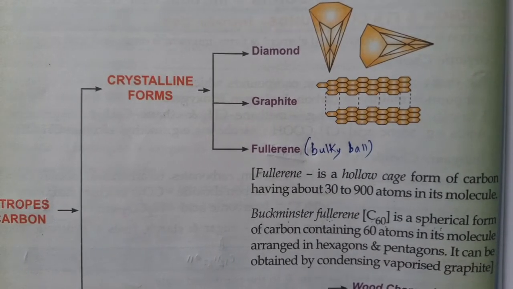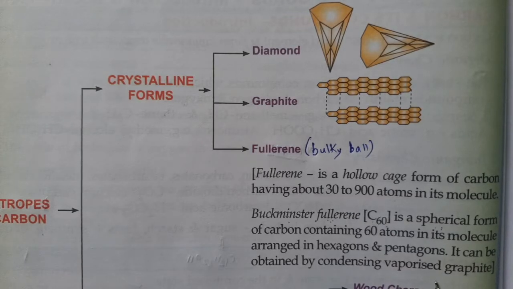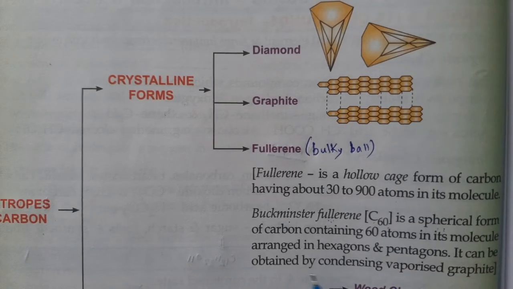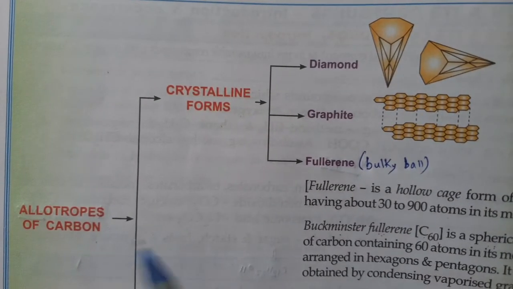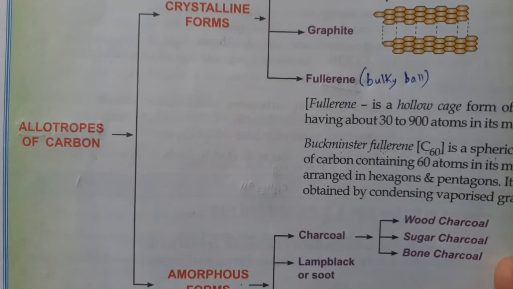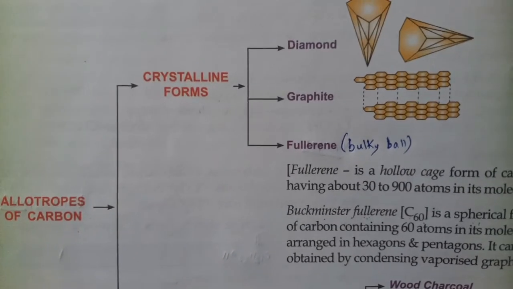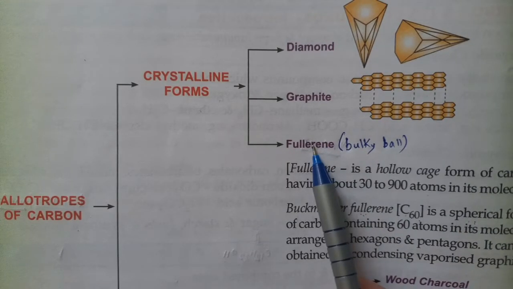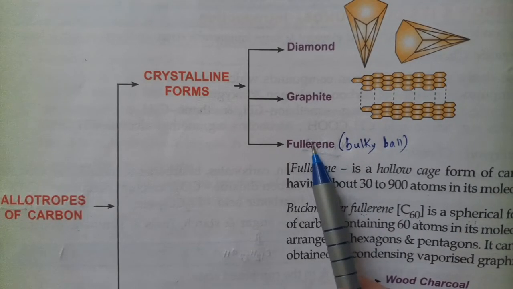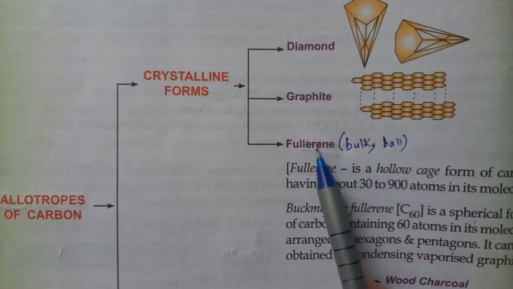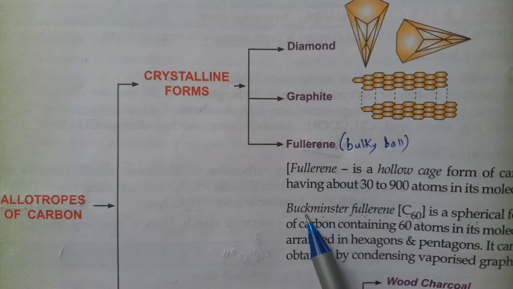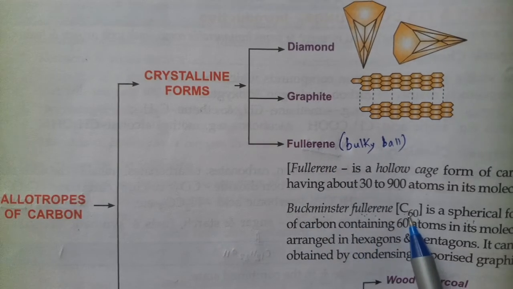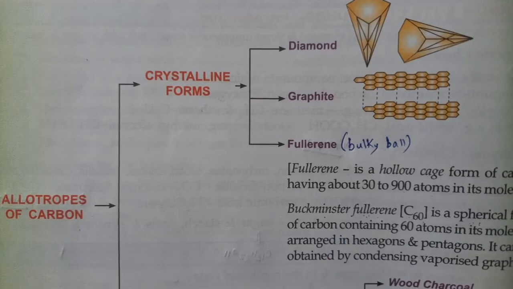It can be obtained by condensing vaporized graphite. No need to go through this. Do remember this much, students: allotropes of carbon are two. One is crystalline form, one is amorphous form. In crystalline form, diamond, graphite and fullerene come. Remember it, and do make the flow chart of this. Fullerene is also known by the name buckyball, and it contains around 60 to 900 atoms of carbon, of which one example is Buckminster fullerene. Its shape is spherical, just like a football. No need to make this diagram, and no need to learn this below.